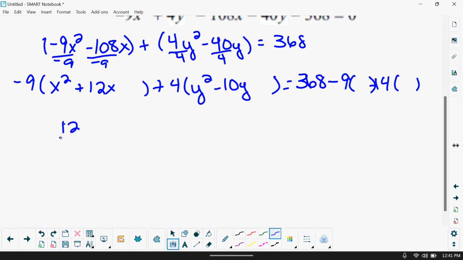So 12 divided by 2. So remember, we take that middle term there, and we get 6, and then square it, and we're going to get 36.